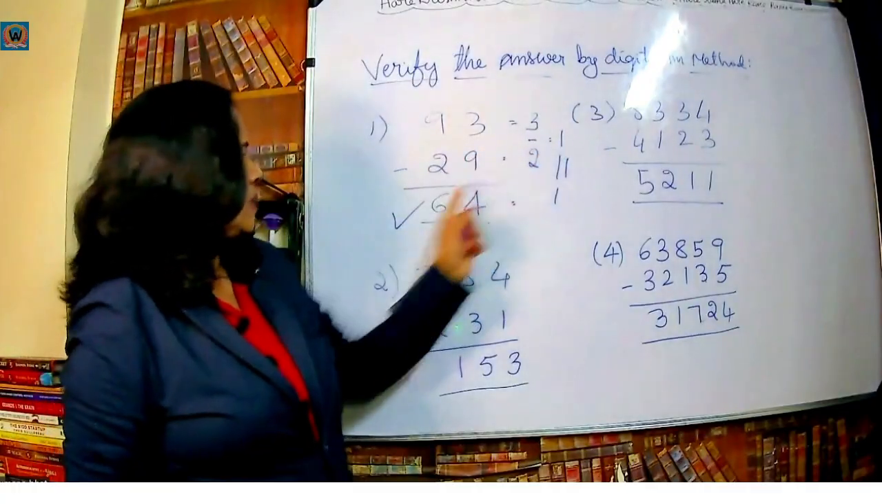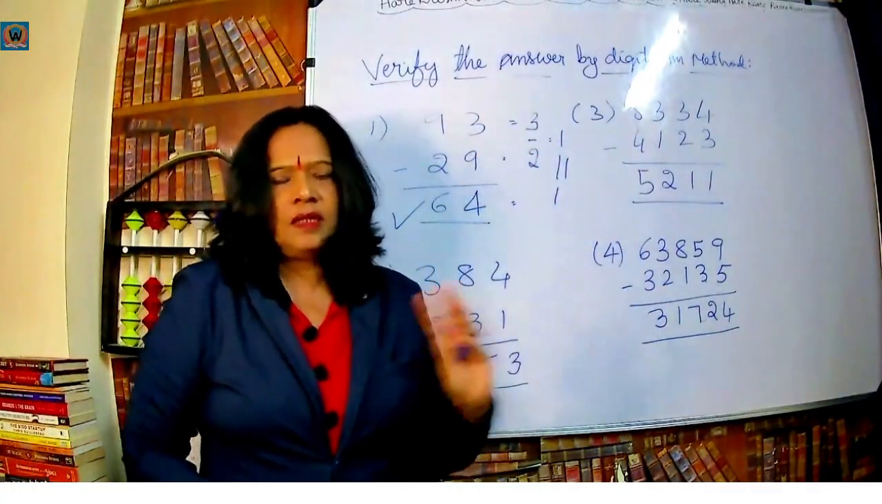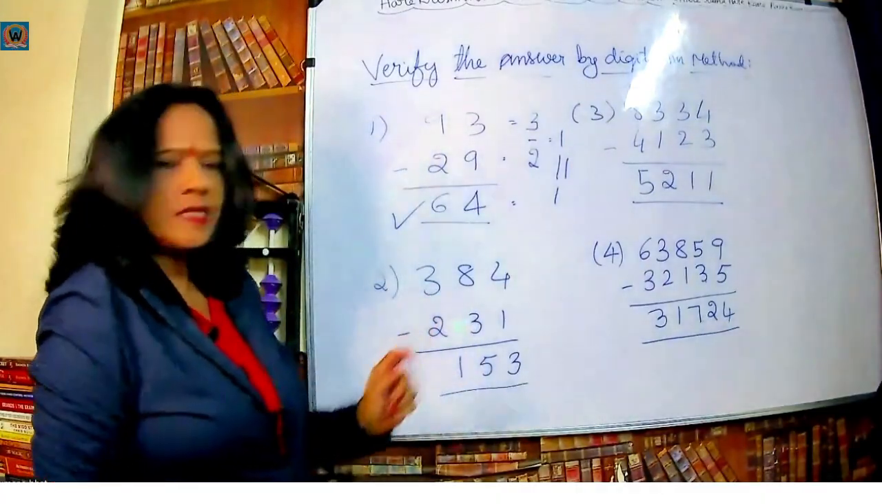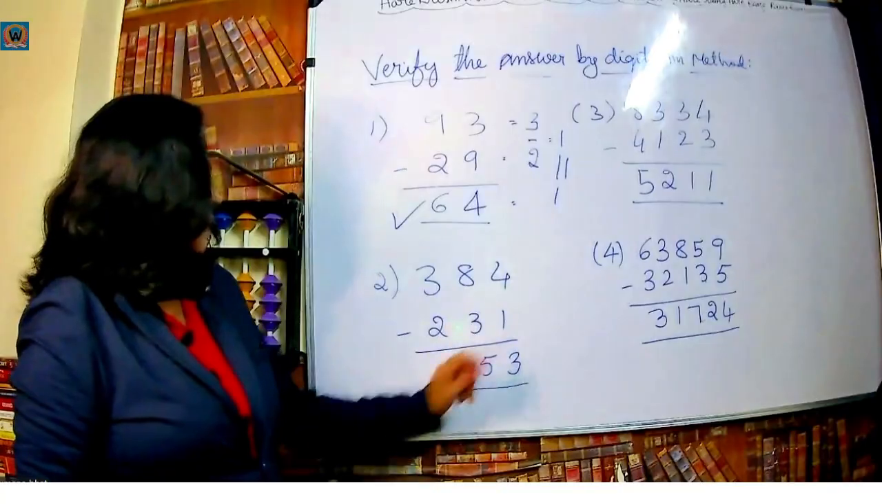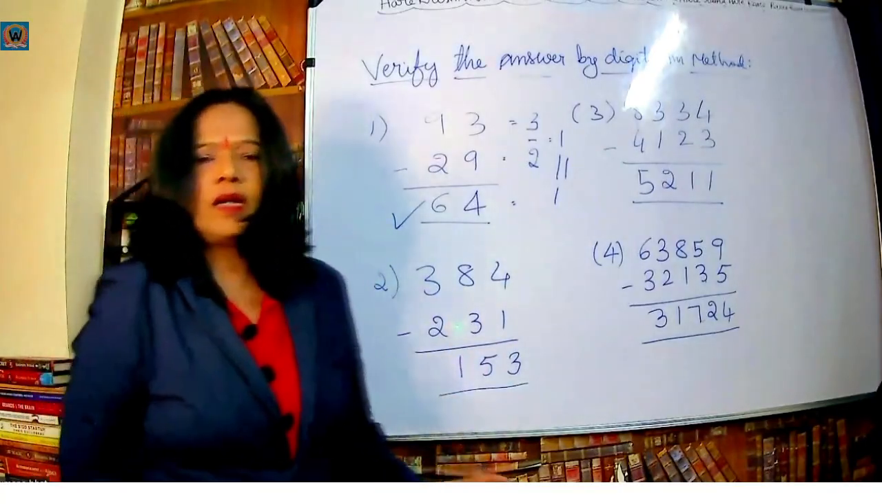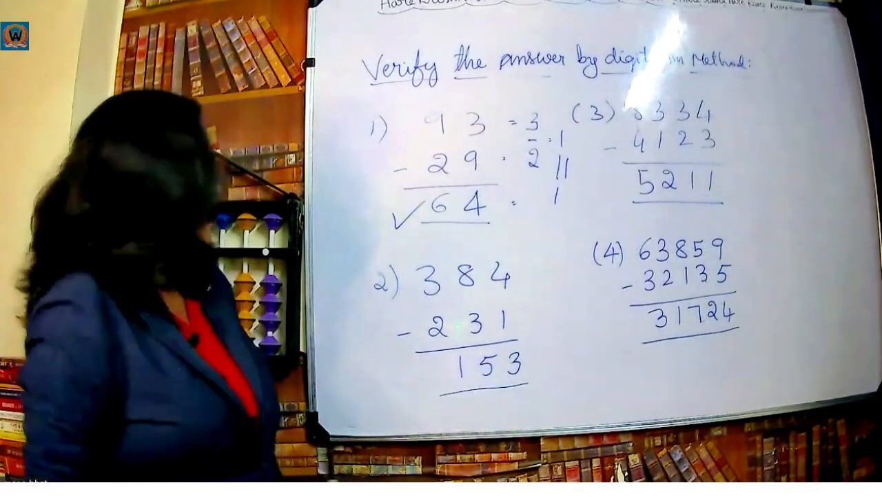For the question also we got 1. For the answer also we got 1. So digit sum is the same. So the answer is correct. Let us check the next one. 384 minus 231. The answer is given as 153. Let us see whether it is correct or not.